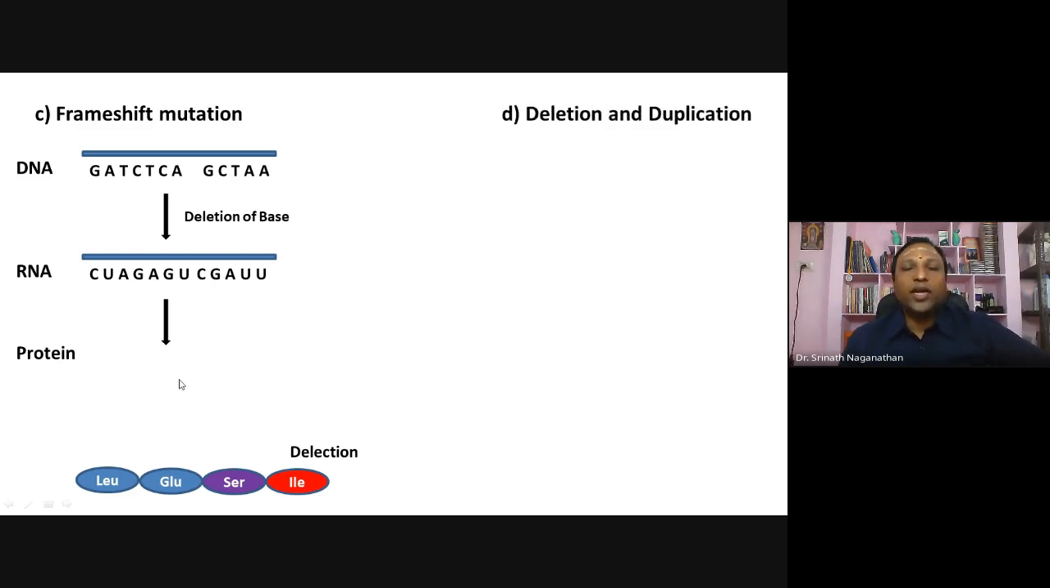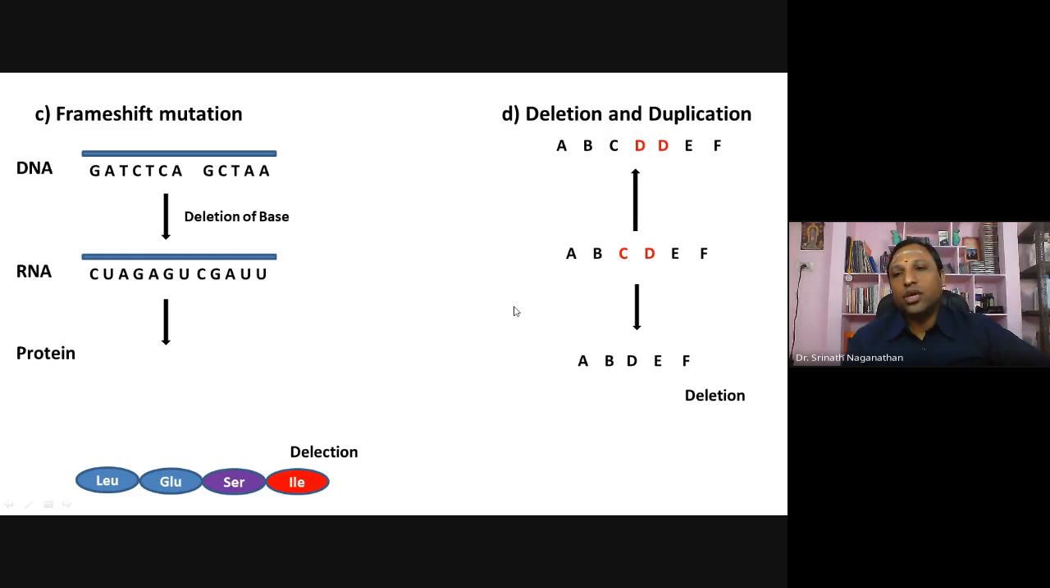So the deletion and duplication. Based on the deletion and duplication, if A, B, C, D, E, F is there, and if C gets deleted, it becomes A, B, D, E, F. It will give another kind of protein. If duplication is going to occur, you can see here, when the duplication of D occurs, it becomes A, B, C, D, D, E, F. So this is how the duplication occurs, and it leads to various changes in the protein.